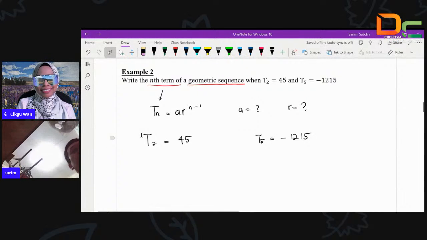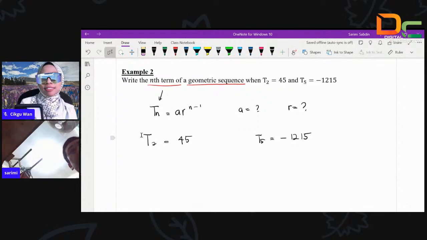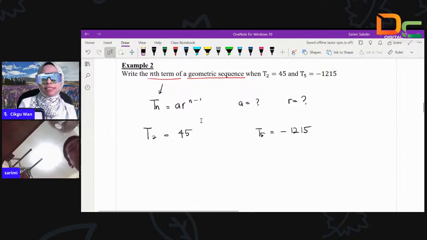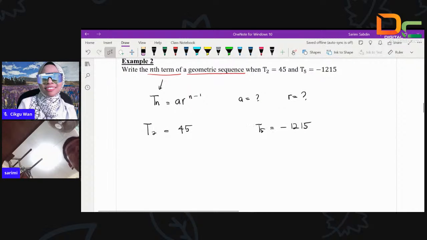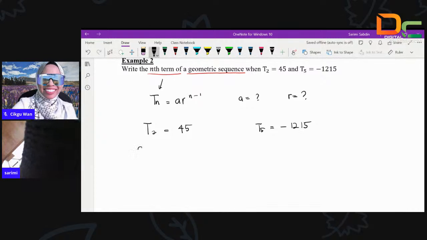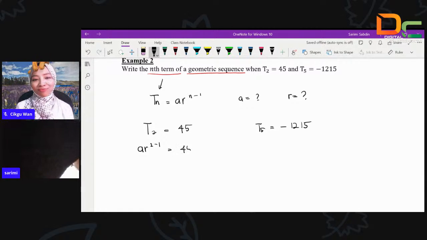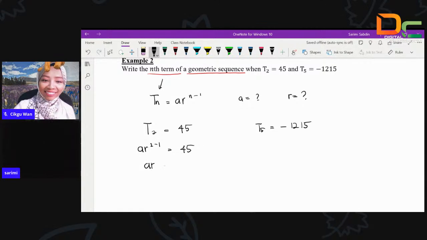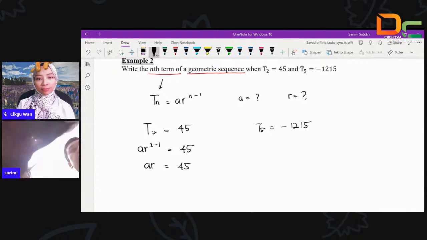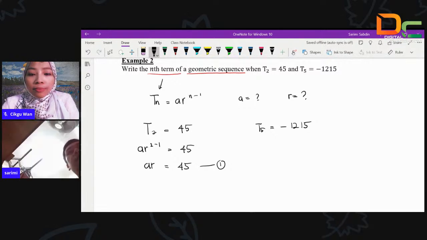Right, so we need to find A and R, because to construct a formula for Tn, we need A and R. We're going to use these two pieces of information, T2 and T5. T2 is A R to the power of n minus 1, where n is 2, so 2 minus 1. This is just A R equals 45. From this equation, we cannot solve to find A or R, so this is our first equation.